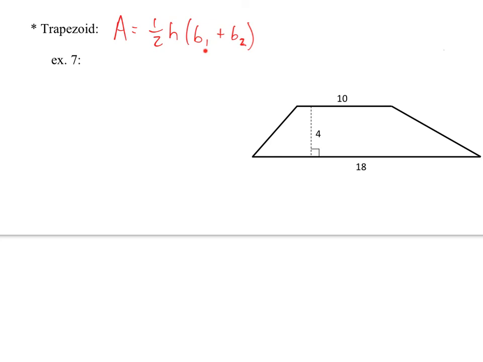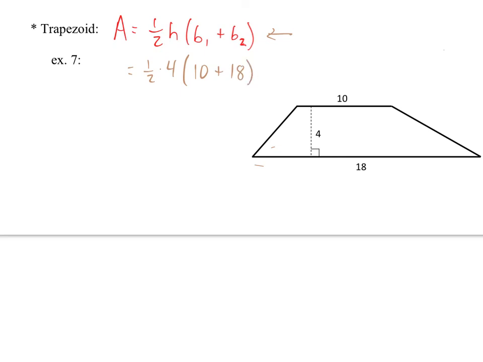So base 1 and base 2 is not base times 1 and base times 2, it's not an exponent. Those bases have to be the sides that are parallel. So my 10 and my 18 have to be the bases. If we were to calculate this one, first step is to write the equation like we did there. Then say, all right, 1/2 of the height. Height is 4. And base 1 makes no difference which one you pick. So we're going to pick 10 works for me. Plus 18. But if you did 18 plus 10, you get the same thing.